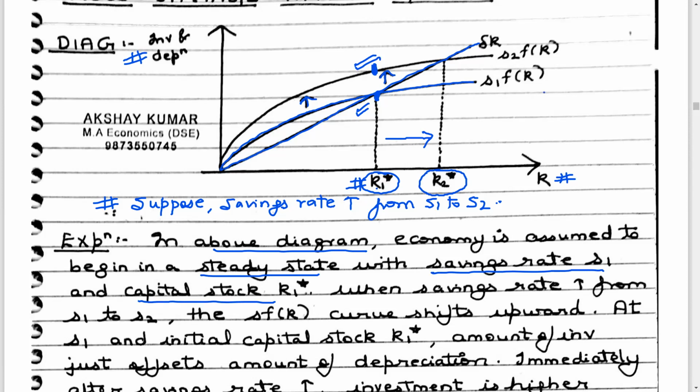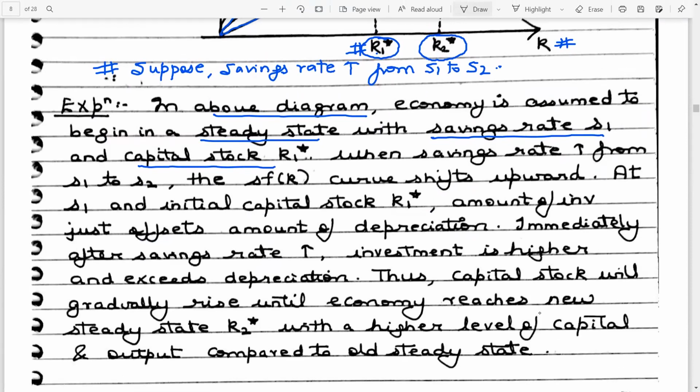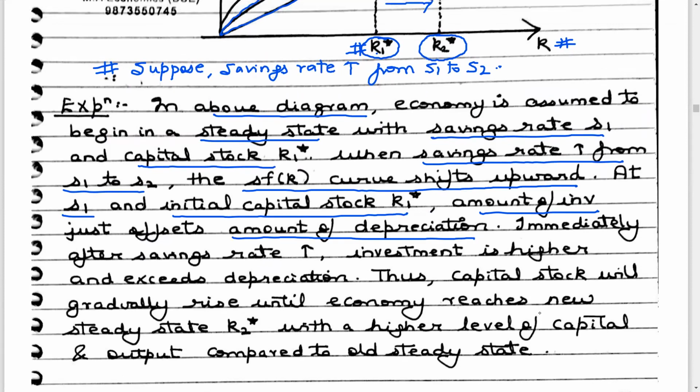So let's read the explanation once. When the savings rate increases from S1 to S2, the savings curve shifts upwards. At S2 and at the initial capital stock K1 star, now my investment exceeds depreciation. So you can see, immediately after the savings rate increases, investment is higher than depreciation.